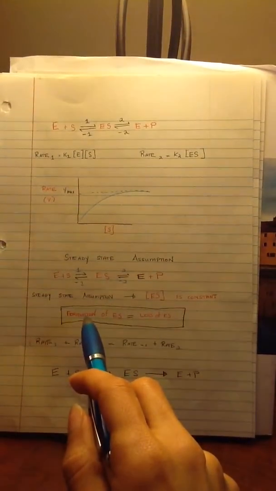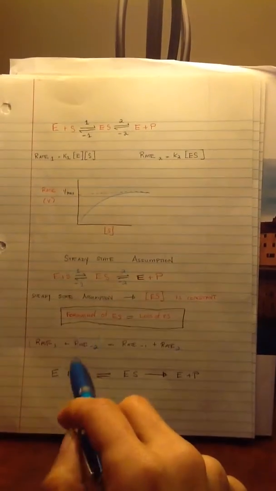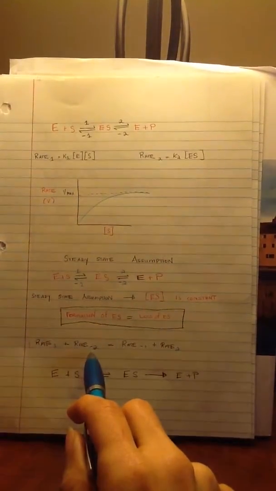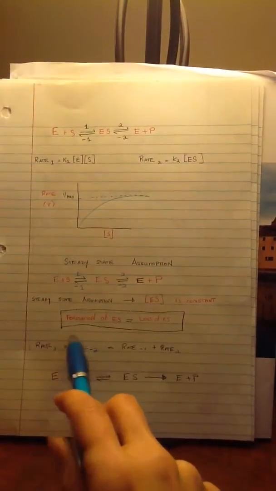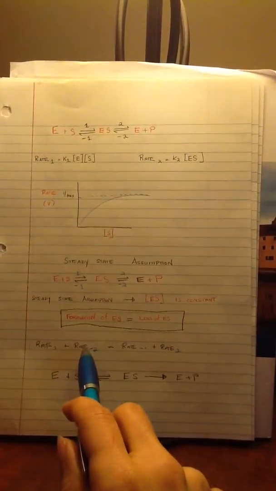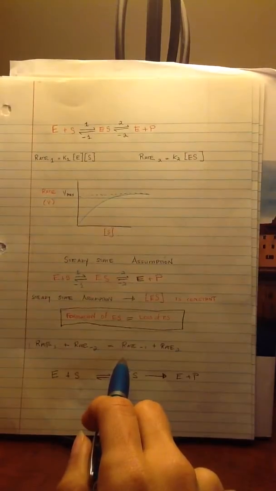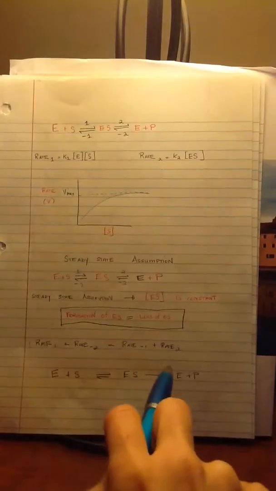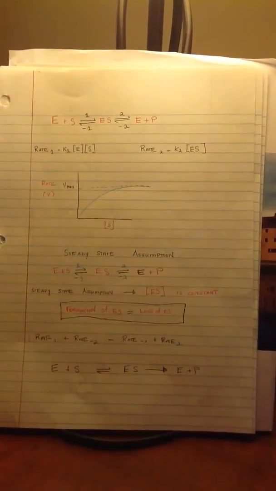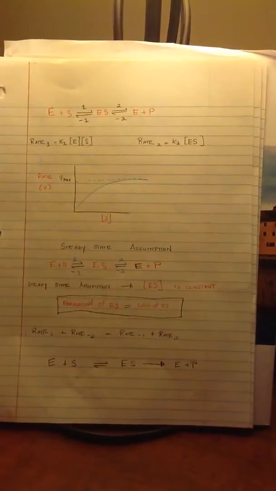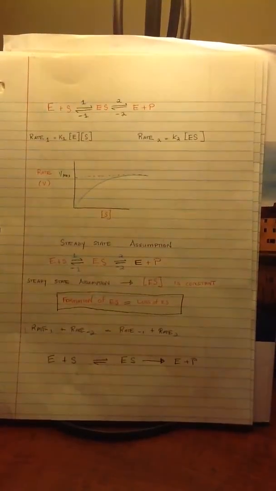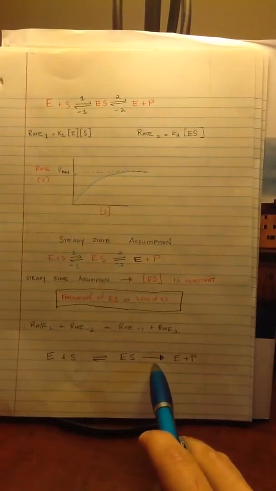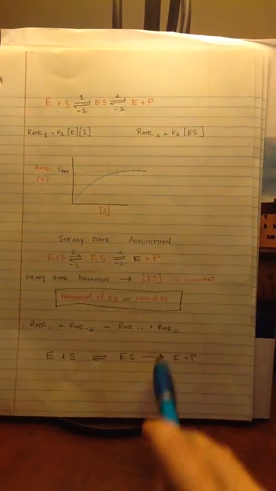In terms of our rates, the rate of formation of ES is the sum of reaction rate 1 and -2, and these reactions lead to the formation of ES. This is equal to the rate of loss of ES, which is equal to the sum of rate -1 plus rate 2. Now rate -2 is going to be so small in comparison to rate 1 that it can be crossed out. Therefore, our double-headed arrow is going to be replaced with a single arrow.